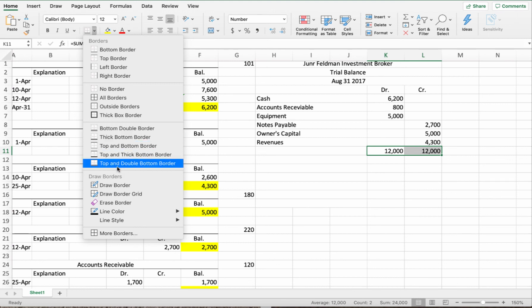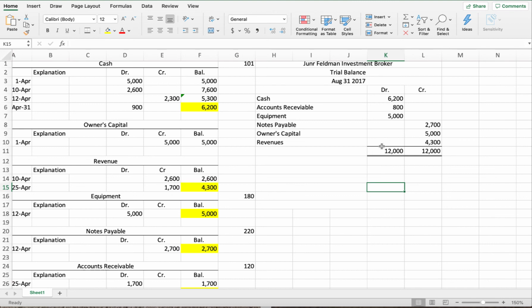But check this out. There's also a button that says top and double bottom border. If I didn't put my equals lines underneath the revenue, I could just click this, and I'll click it now. Look what it does. It reposted that top line above cell reference K11 and L11, and it gave me my double bottom border underneath K11 and L11. So that's how you go from the ledger to the trial balance using Excel.